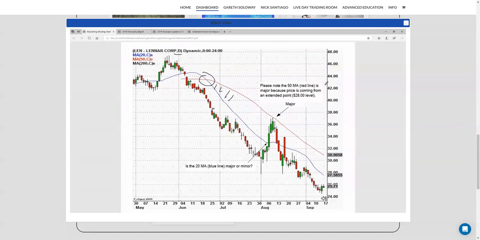Okay? Now we know prices are falling. Got a nice little bottoming tail there. So it looks like the market wants to put in a bottom. What is a 20 MA? Major or minor? Minor. Why would that be minor? We're coming all the way from 28 bucks into $32.